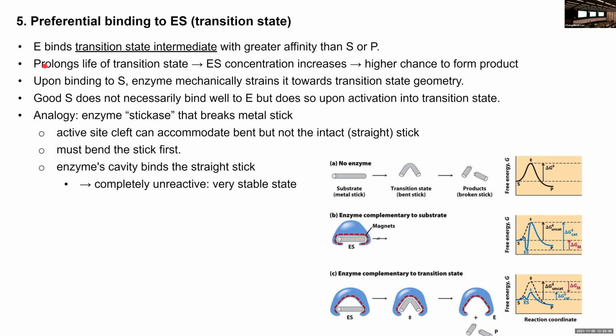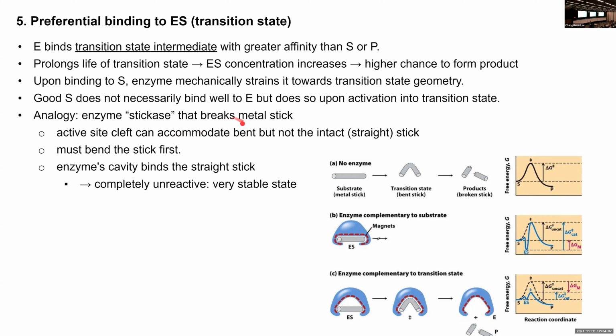But when you have a prolonged life of a transition state, meaning that you have a much higher affinity to the transition state intermediates, that means you're going to have a higher chance of making ES forms, and this S becomes the product, right? So ES concentration increases and there's a higher chance to form the product. So it's a good thing, and that's the purpose of catalysis, basically.